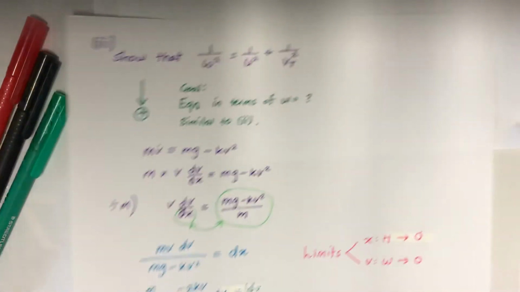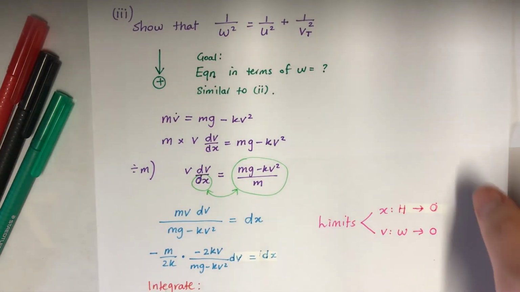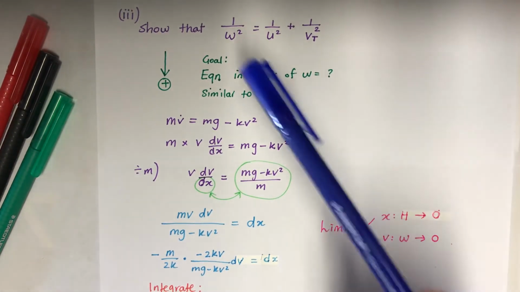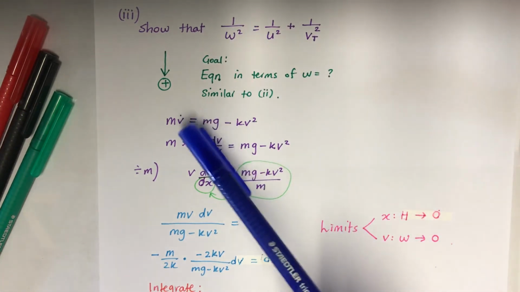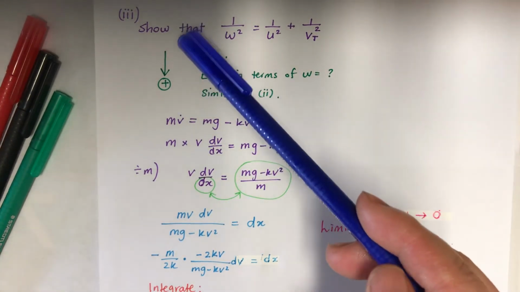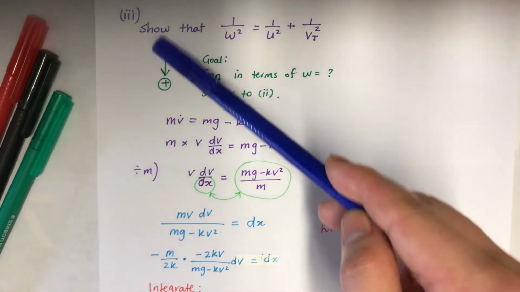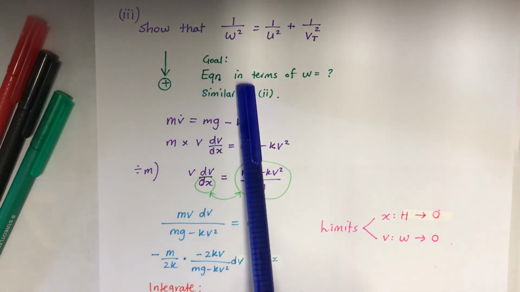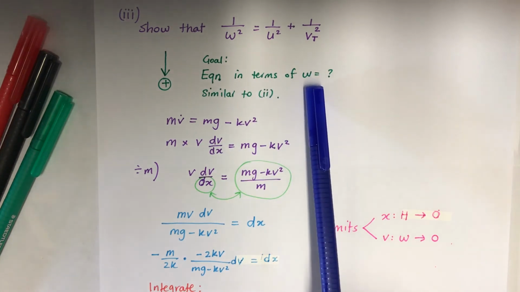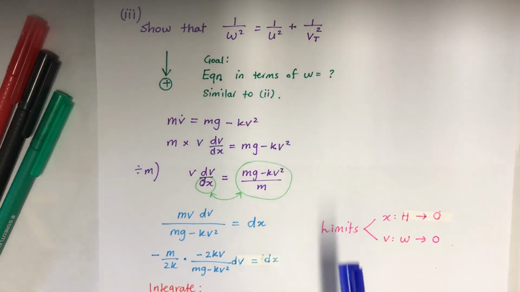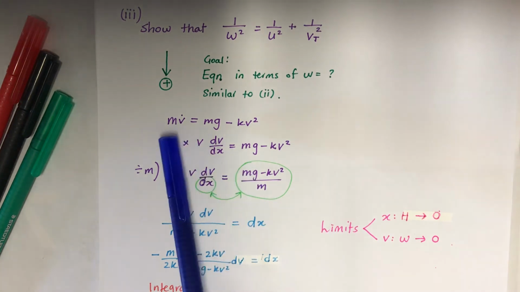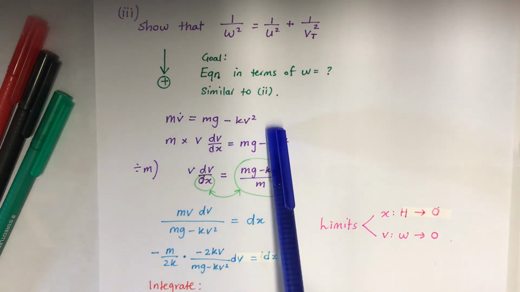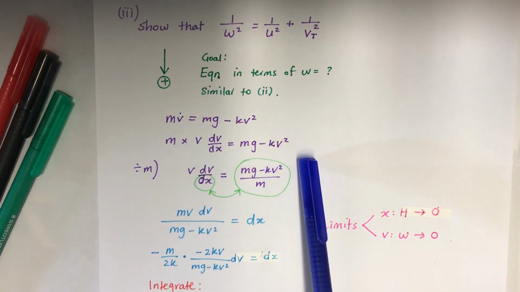The next one, last part, show that is then. Okay, so this time is when the ball falls, so going down is positive, and our goal is to find the equation in terms of W. Okay, so it's very similar to the second part. So I'm going to start with using the equation, and then we'll get this.